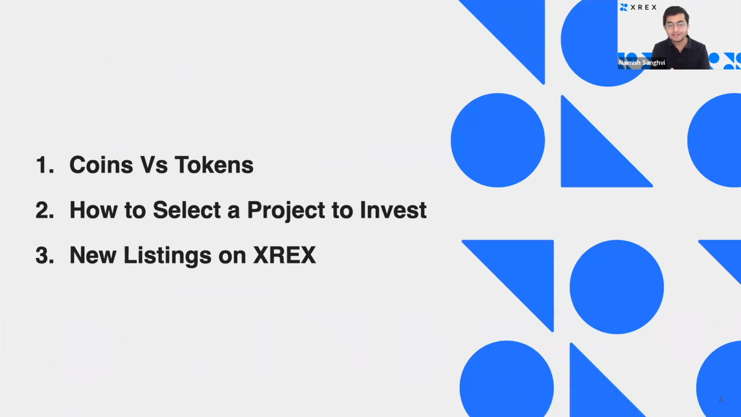As I said, these are the three topics that we are going to discuss today. The first one is the difference between coins and tokens. Of course, you must be hearing it a lot. Some cryptocurrencies are called coins and some are called tokens.